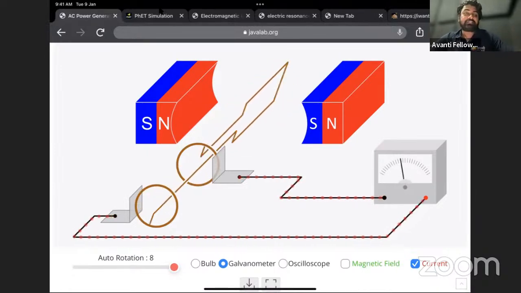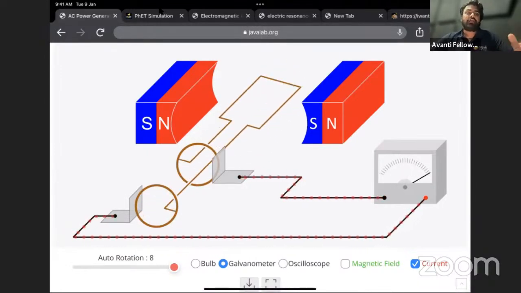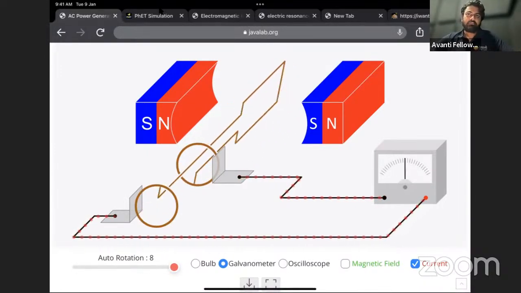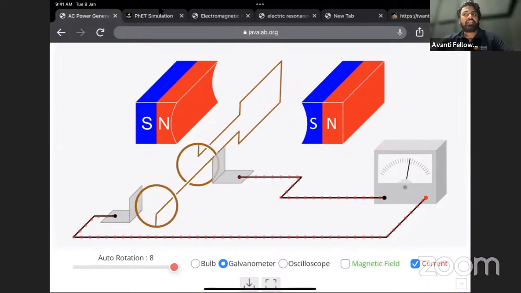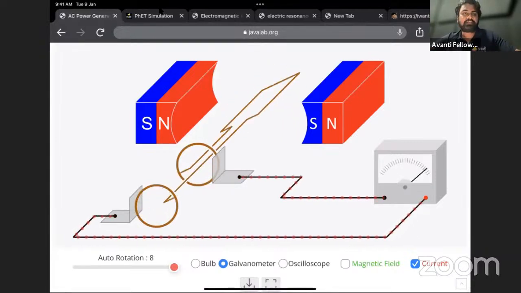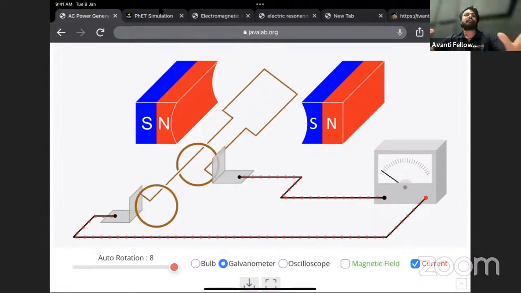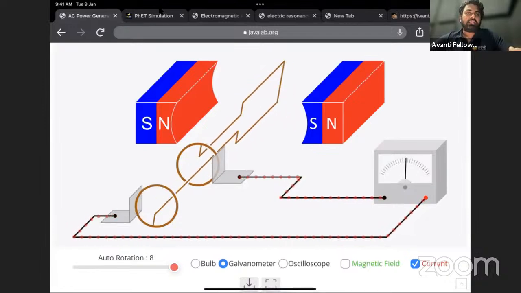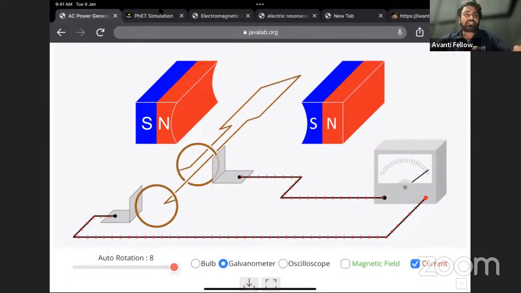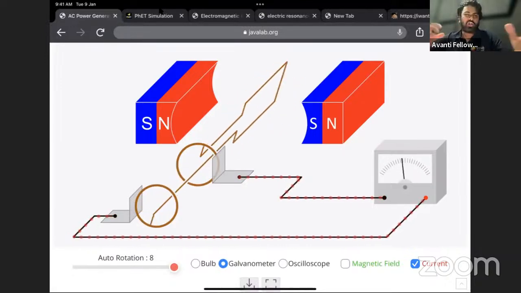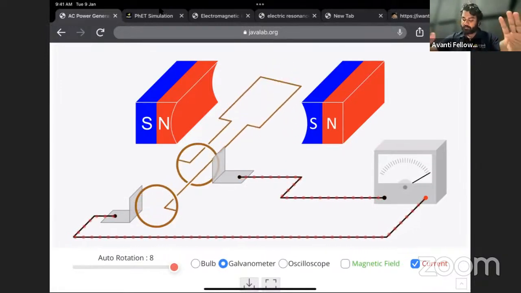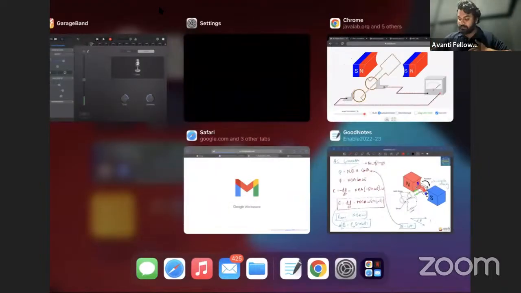In India, we produce electricity of frequency 50 hertz, meaning in 1 second, the direction changes 50 times. In USA, it is 60 hertz. So in USA, the electrons change direction 60 times in a second. So this is alternating current. Clear? I hope this is clear, right?